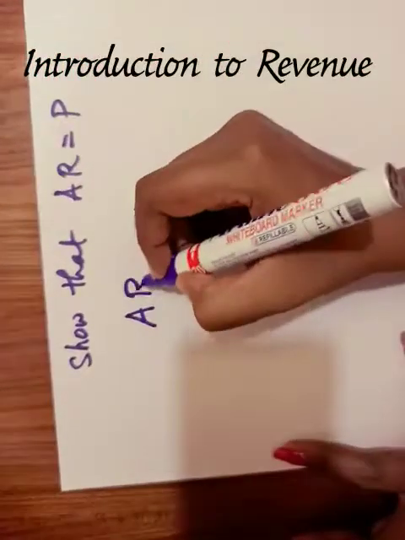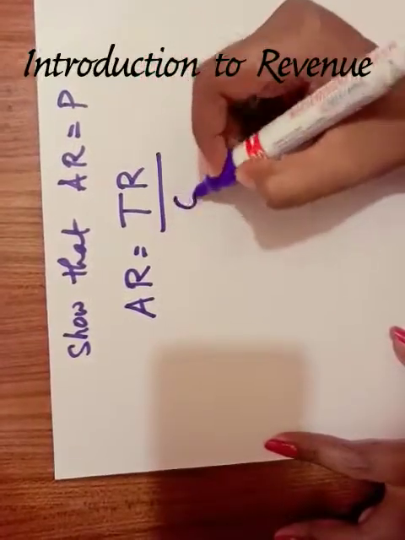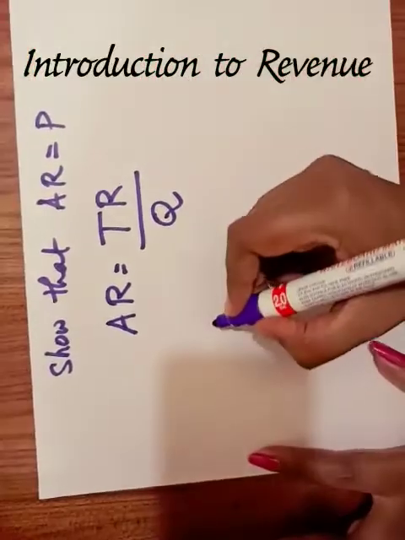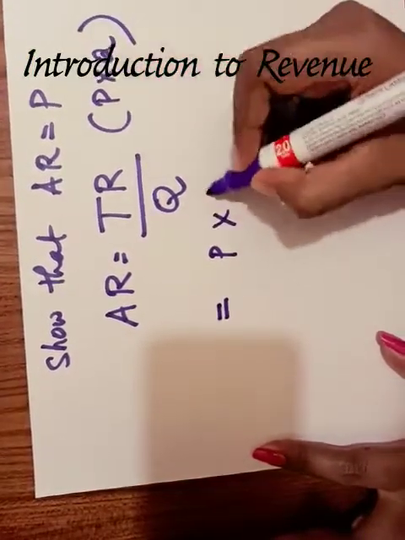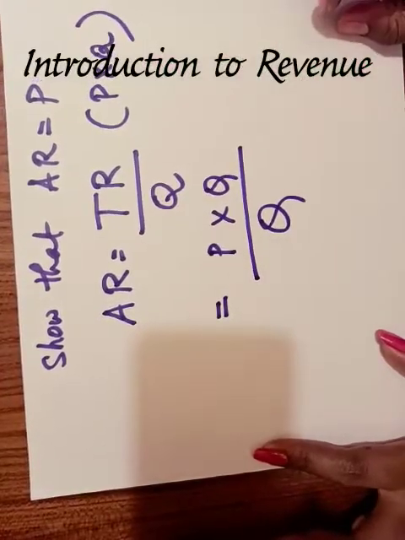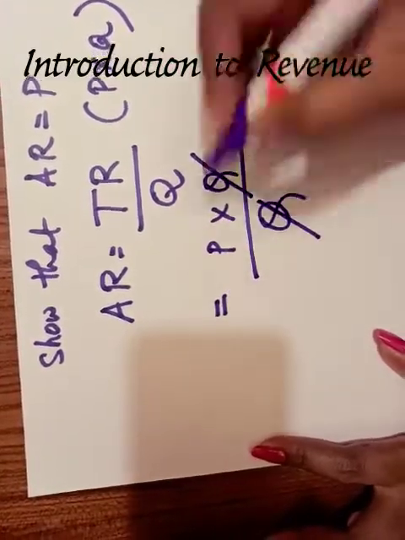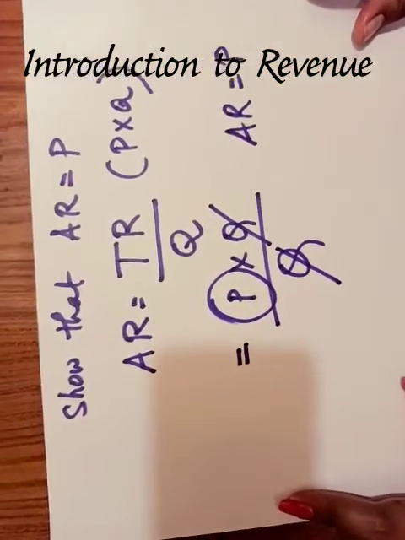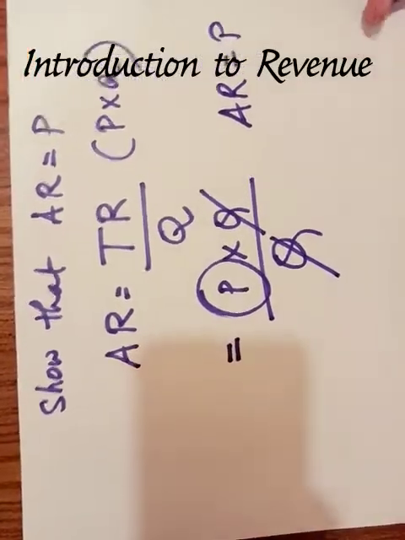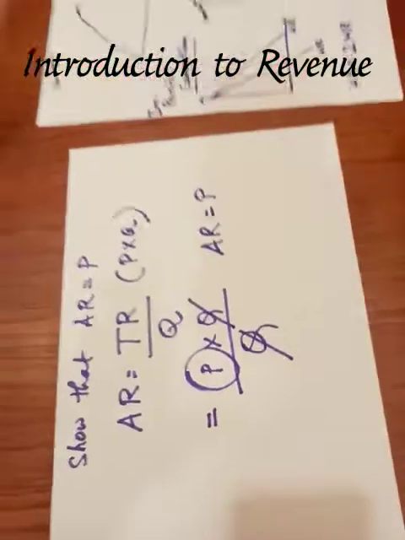AR is equal to TR divided by Q. Agree with me? TR is P into Q, so P into Q divided by Q. This Q and Q get cancelled. What remains is P. So AR is equal to P. Understood? There can be questions asking to show that AR is equal to P. You have to show this as AR is TR divided by Q, and TR is P into Q, divided by Q. The Qs get cancelled, so what remains is P.